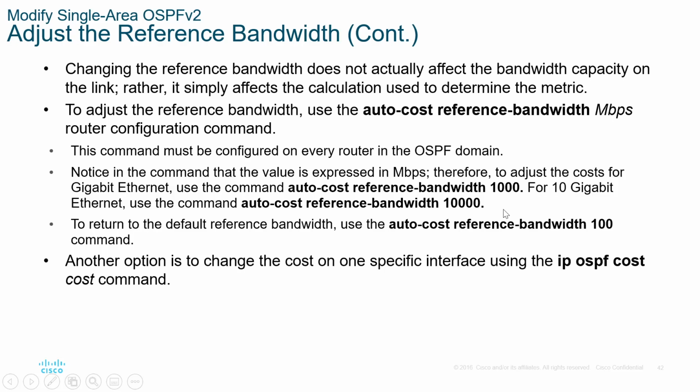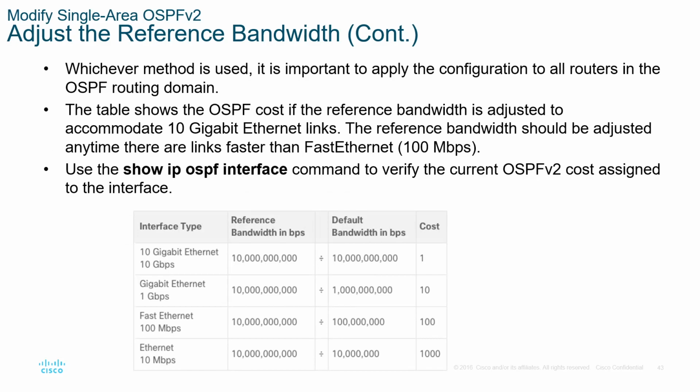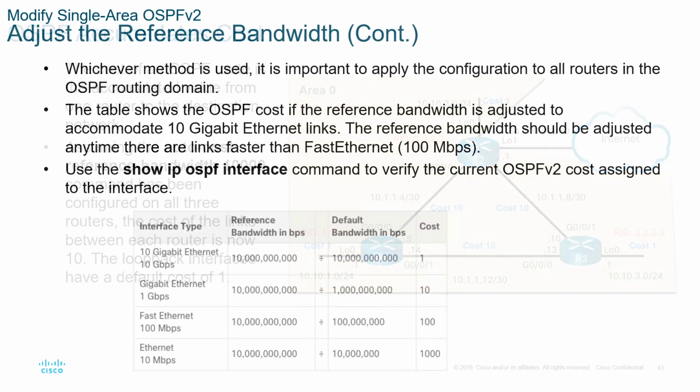So you put 1,000 for gigabit and 10,000 for 10 gigabit. This amount here is in megabits. So 1,000 for gigabit interfaces or 10,000 for 10 gigabit interfaces. Is that clear? And there is also another way: you can change the cost manually on an interface. So if you want to manipulate the costs by yourself, you can use the command ip ospf cost, and then you put the cost there. That's it.